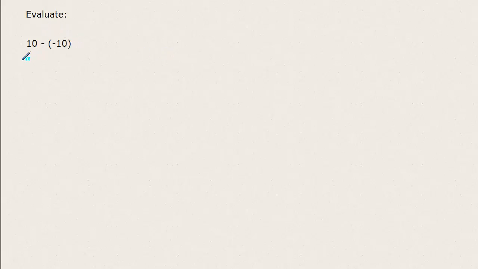I want to evaluate 10 take away negative 10. We have adjacent signs here. The only thing between these adjacent signs is the bracket, and strictly speaking, the bracket doesn't need to be there. So the adjacent negative signs are absolutely next to each other. If we have two negative signs next to each other, that makes a positive sign. So we have actually here 10 plus 10, which is just 20.